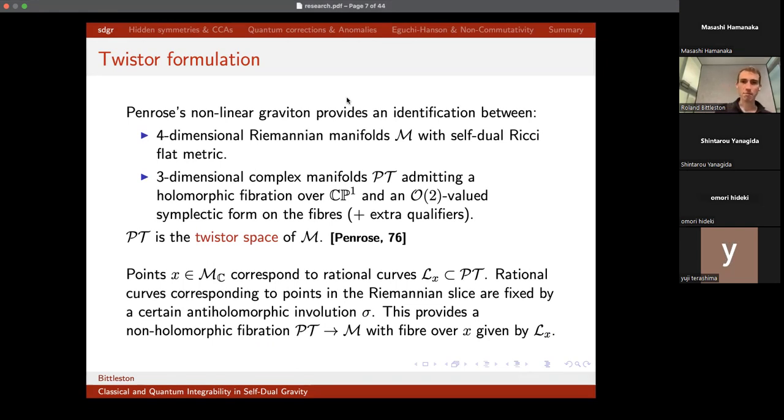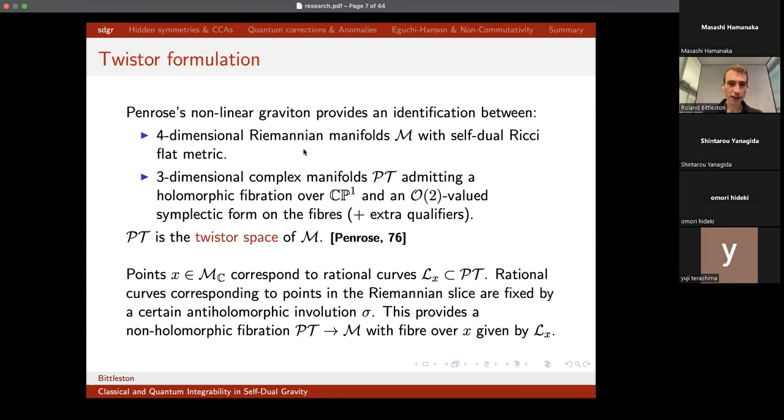I argued yesterday, and the view I will take today is that for a 4D theory to be integrable, it really means it has a twistor formulation, that you can lift it up to twistor space in a consistent way. And we can do that for self-dual gravity. The basis of that is Penrose's nonlinear graviton construction. I mentioned a few of the Penrose correspondences and the Ward correspondence yesterday. Today, I'm going to talk about a very specific example, which is a little bit more refined than the ones I mentioned yesterday. It's a correspondence between 4D Riemannian manifolds with self-dual Ricci flat metric and three-dimensional complex manifolds called twistor spaces.